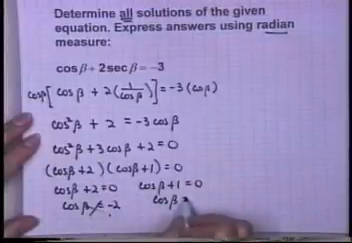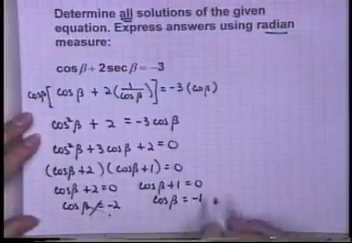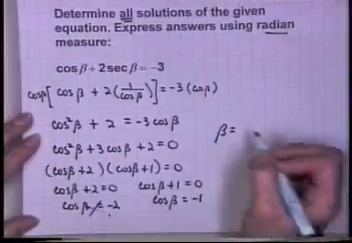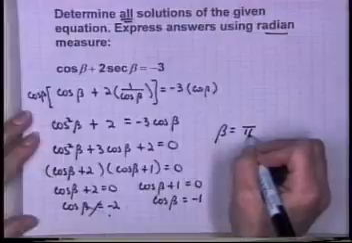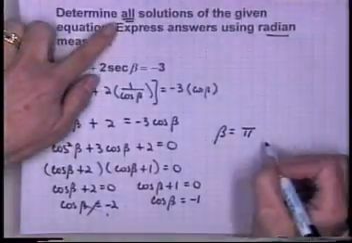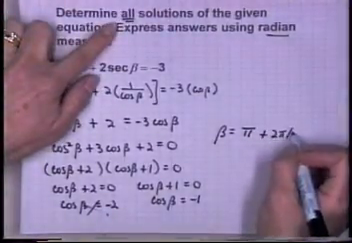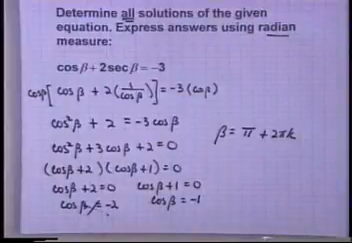Here we get cosine beta equals -1. We can get solutions here. So let's see, where is the cosine equal to -1? That's at pi, isn't it? All solutions, we're just going to add 2 pi k to that. Pi plus 2 pi k.